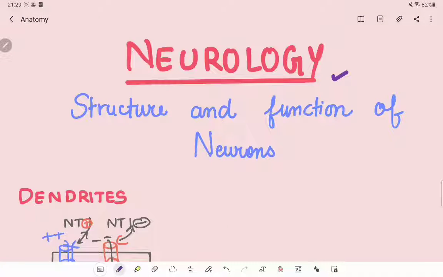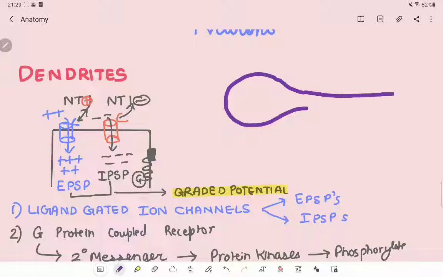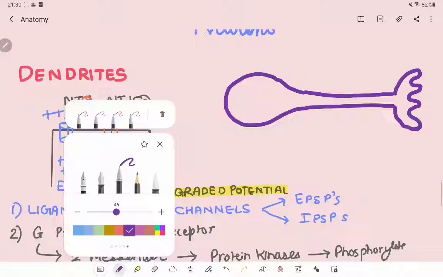See neurology. First, we are going to see the structure and function of neurons. So the first part of the general structure of a neuron is like this. This is the neural cell body. This is the axon hillock. This is the axon, and this is the axon terminal. This is the general structure of a neuron.